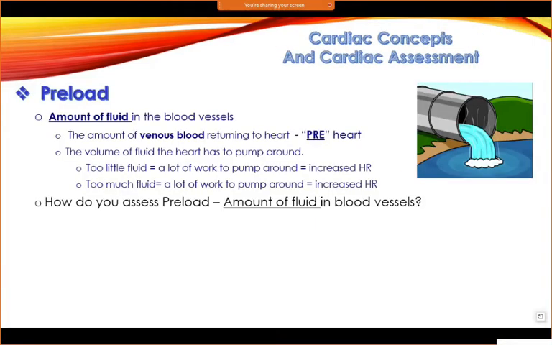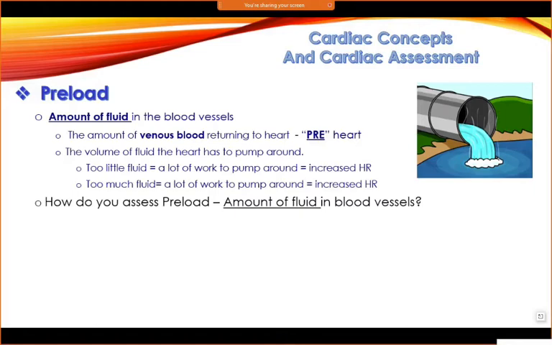Okay. Some more concepts, and again, these come into play. Preload is the amount of venous blood returning to the heart, pre-heart, preload. This is the amount of fluid that the heart basically has to pump around. If the volume is too little, the heart works really hard to circulate a small amount of blood. If there's too much, the heart has to work really hard to pump around a lot of blood. So either a low level of fluid or a high level of fluid will cause an increased heart rate.